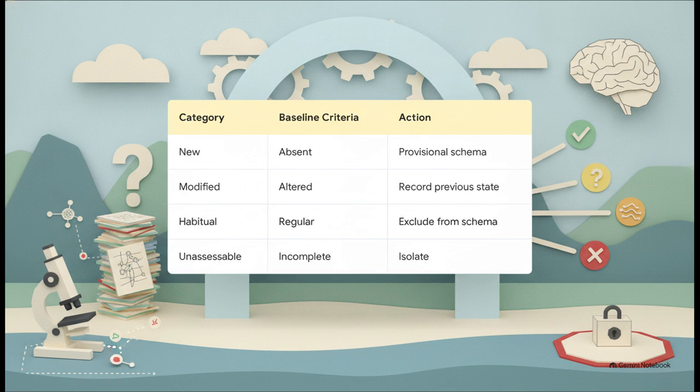Is this a brand new phenomenon? Is it just a modified trait of something they already had? Or is it literally just habitual noise that happens to them regularly anyway? If the documentation is incomplete or there are outside factors muddying the waters, it gets strictly isolated as unassessable. This kind of rigid discipline is exactly what prevents us from creating a completely false clinical picture.